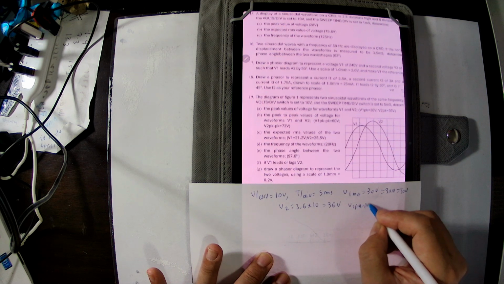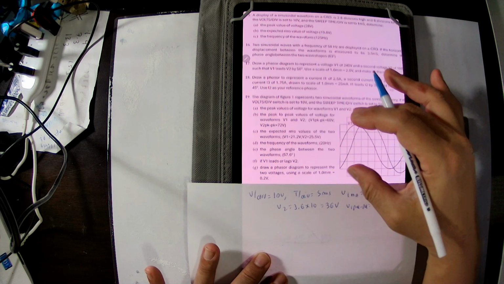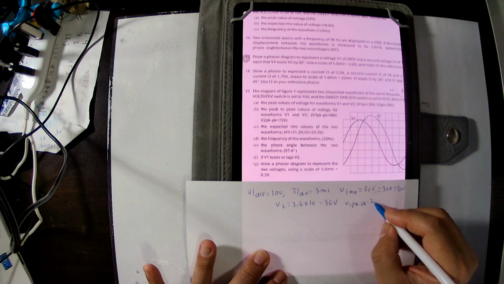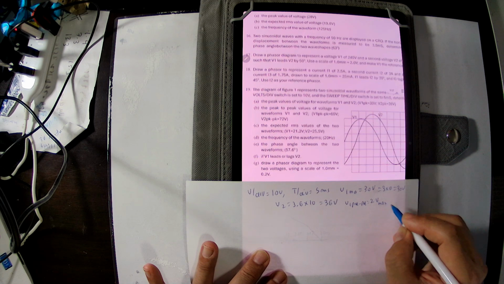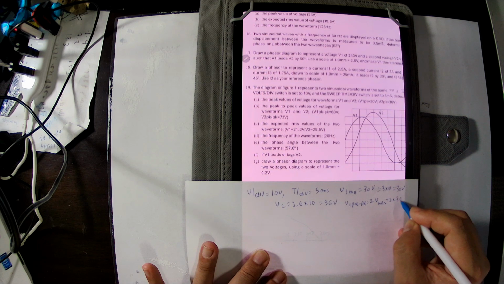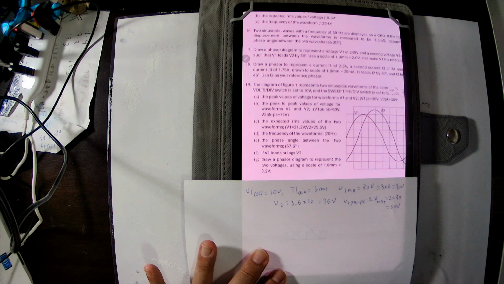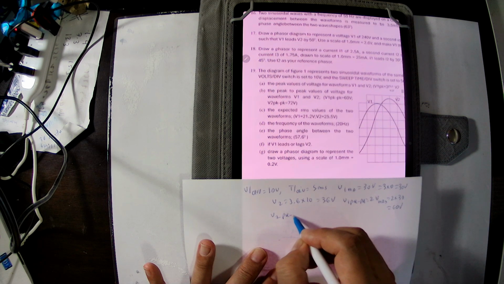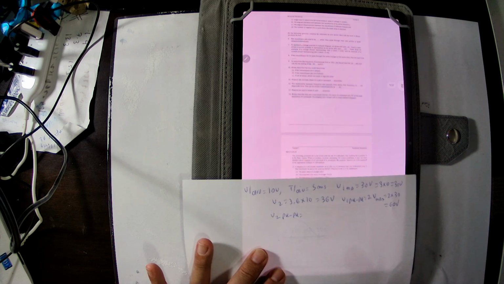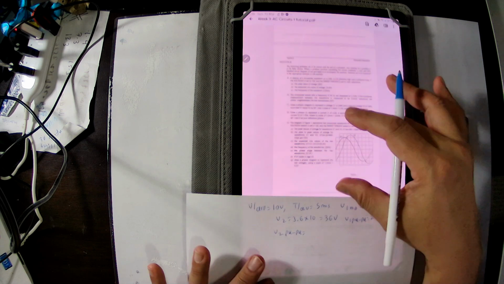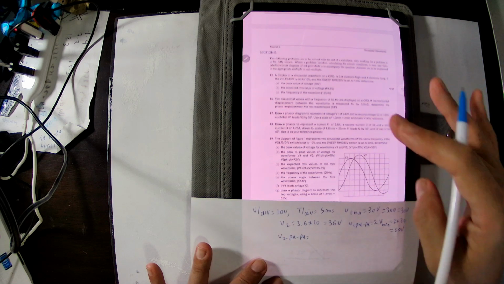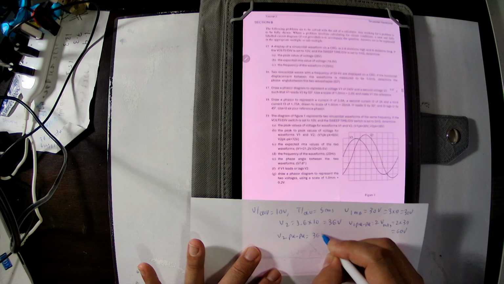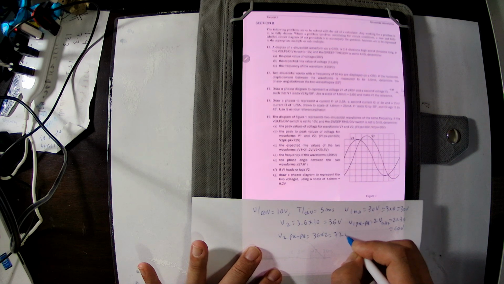So P2P is 2 times V maximum. So 2 times 30, 60 volt. V1 P2P is 60 volt. V2 P2P: the V2 value we already know, V2 is 36 volt. 36 multiplied by 2, you get 72 volt. V2 P2P is 72 volt, we calculate. So V1 P2P is 60 volt, V2 P2P is 72 volt.